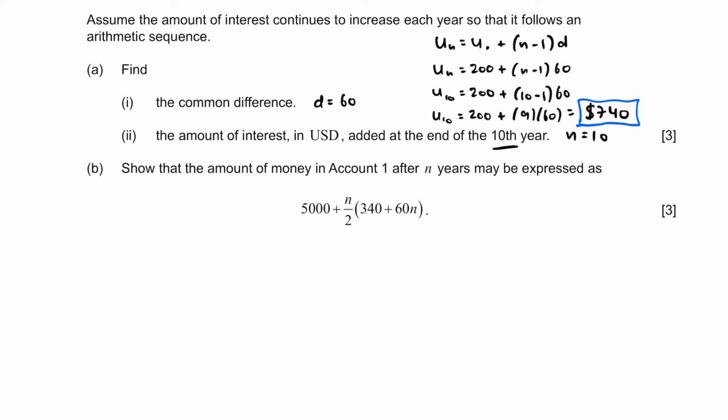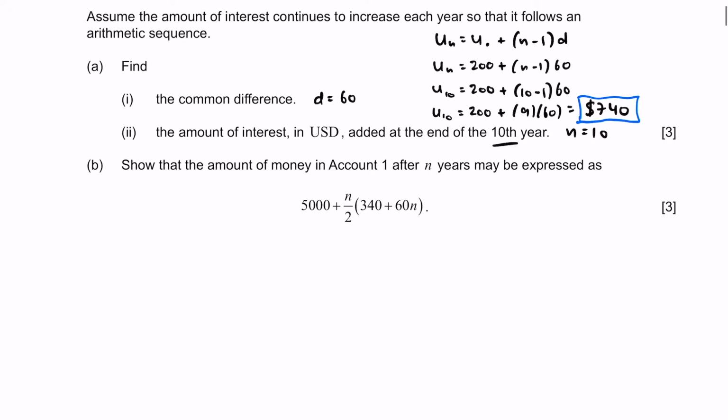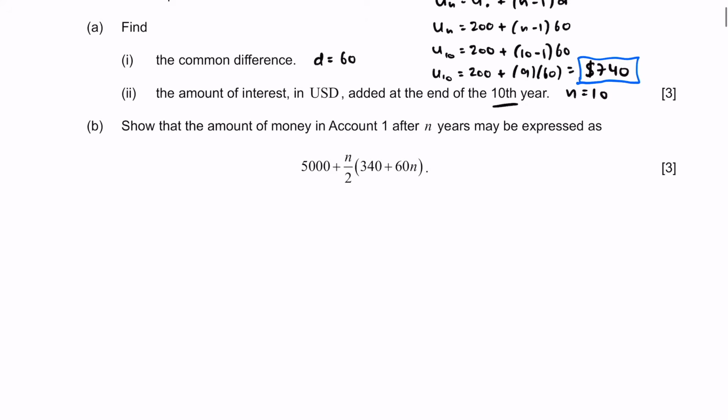So n years, however many years we're talking about. In this case, we want to find, once again, the initial amount of money plus the total interest added. Since we're talking about the total interest added, we want to find the sum of all the interest. So in this case, we'll use our sum formula.